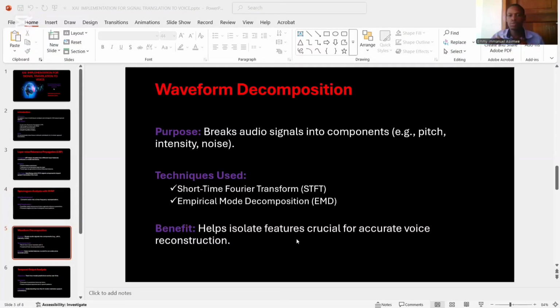After breaking the audio signals into different components such as pitch, intensity, and noise, we were able to tell which component was crucial in our project, and which component was very important in developing a very steady voice, a very steady pattern for translation.